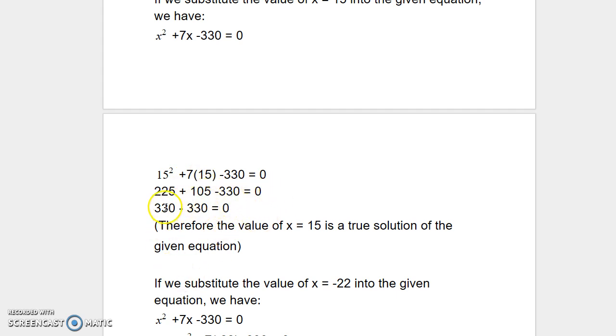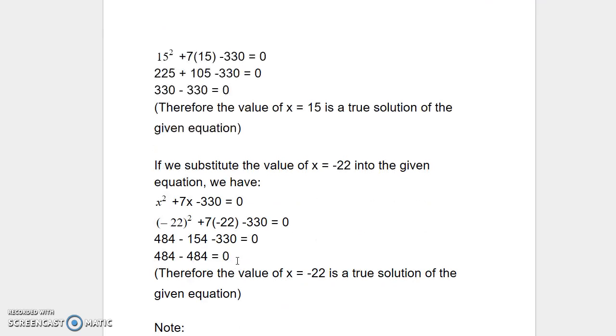So when we add these together, 225 plus 105 is 330, minus 330 is equal to 0. So the left hand side is equal to 0, and that is equal to what we have on the right hand side, which is equal to 0. So therefore the value x equals 15 is a true solution of the given equation. Okay. Now we have proved that the first solution is a true solution.